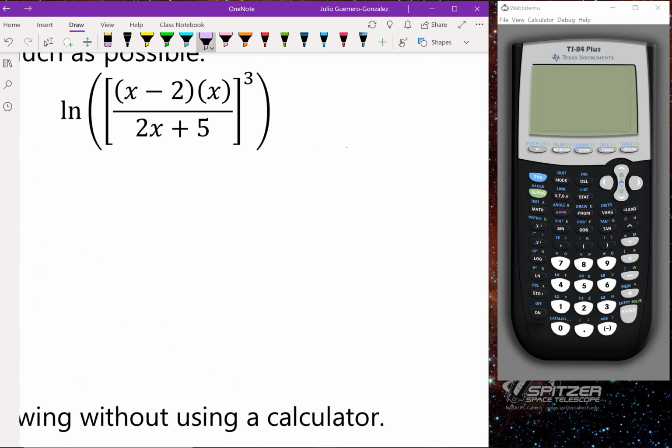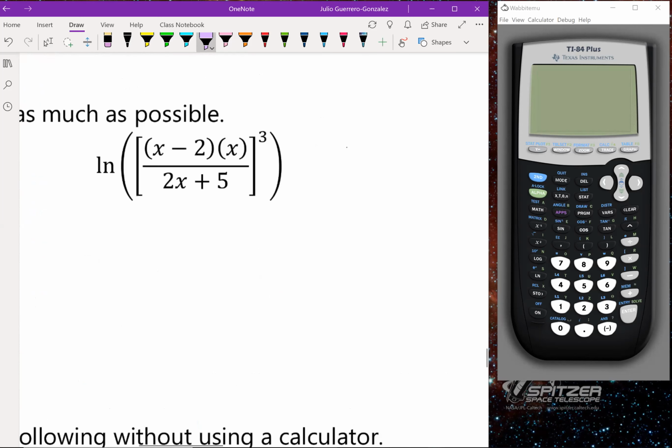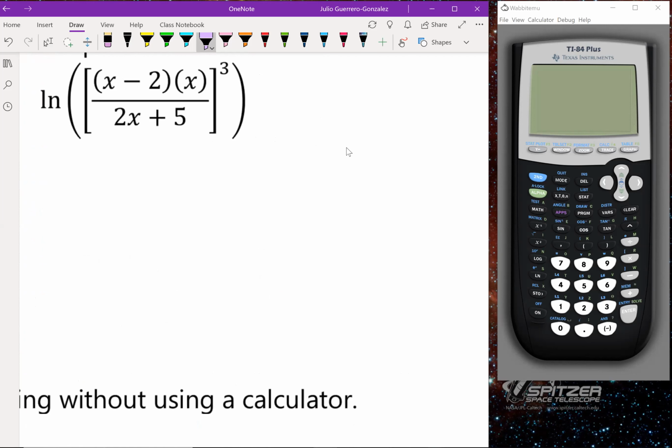So this is the last one I want to do. I want you guys to try the rest of them. Cool? Okay. You have an exponent outside. So what does that become? 3 ln. Right. So this makes it 3 ln of (x minus 2)x over (2x plus 5). Got it?